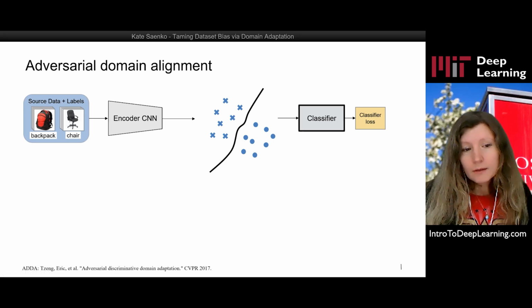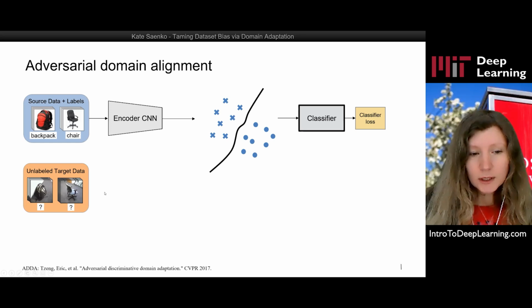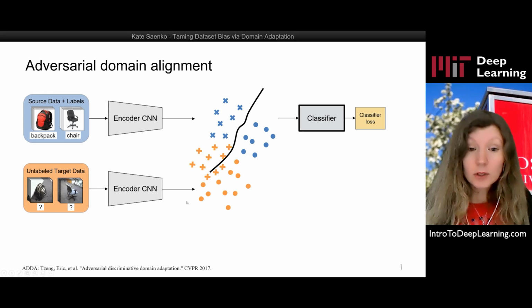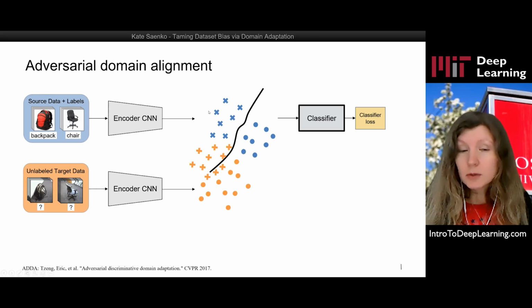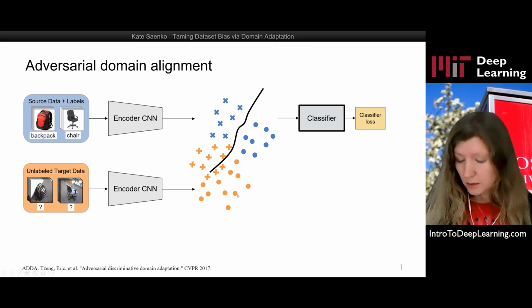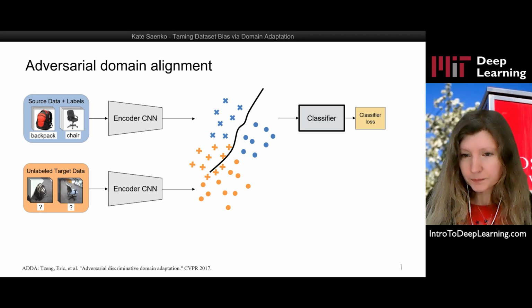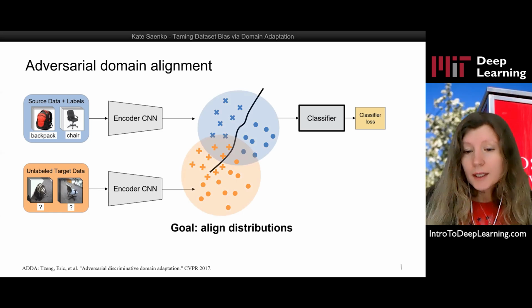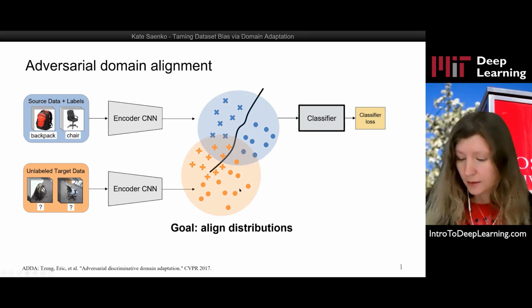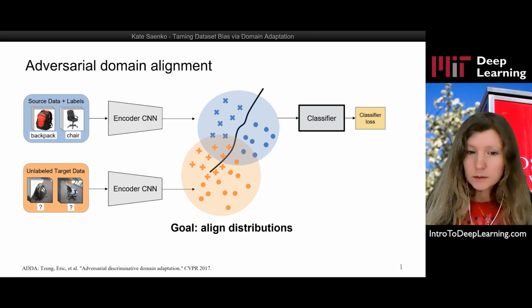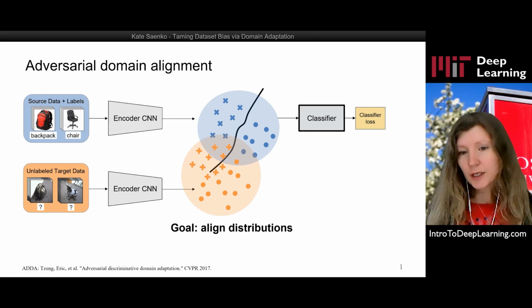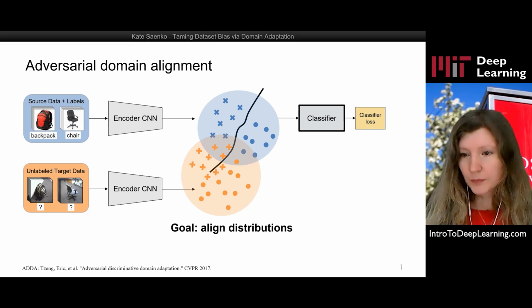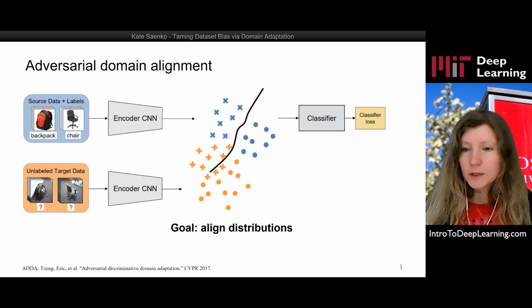Now, we also have unlabeled target data, which is coming from our target domain. We don't have any labels, but we can take the encoder and generate features. And as we've already seen, we'll see a distribution shift between the source blue features and the target orange features. So the goal in adversarial domain alignment is to take these two distributions and align them. Update the encoder CNN such that the target features are distributed in the same way as the source. Okay, so how can we do this?